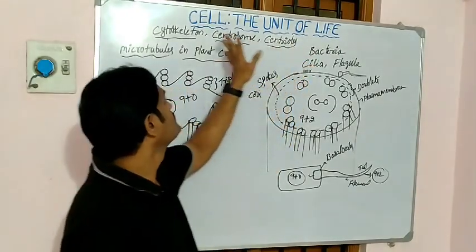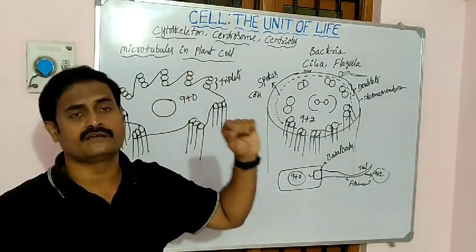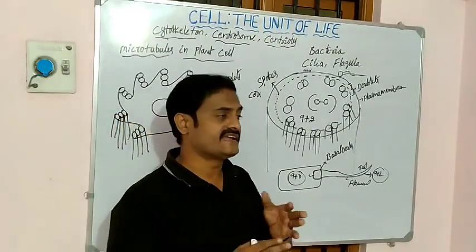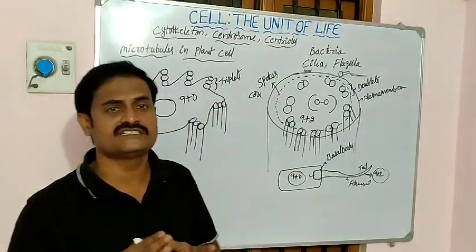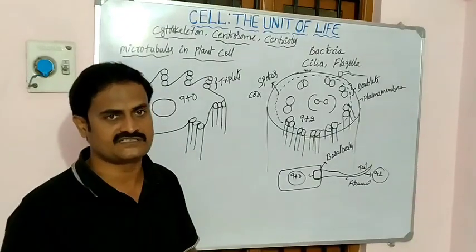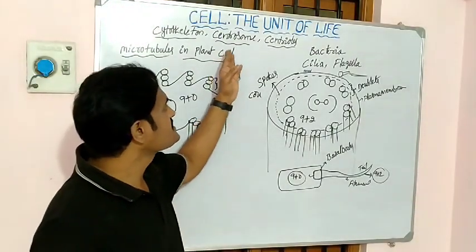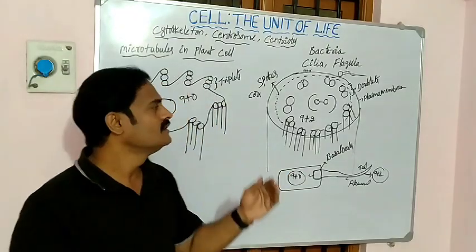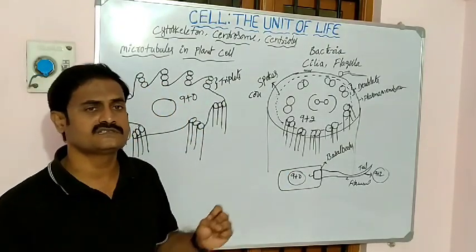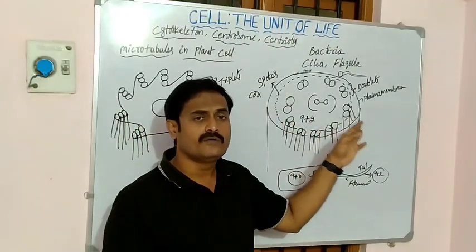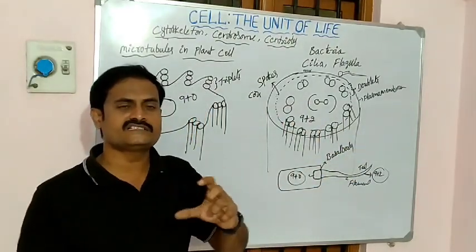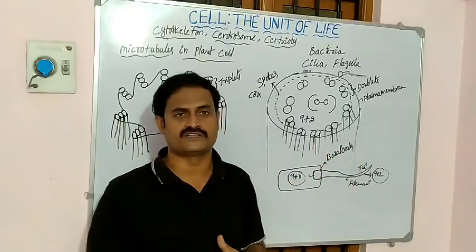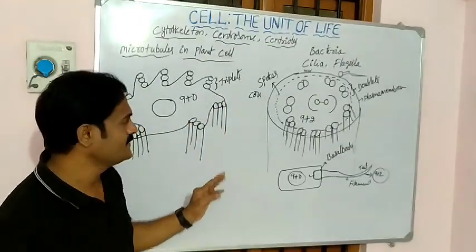Are you clear? What is the cytoskeleton? It is a filamentous network of structures which is made up of different proteins. So it consists of 3 types of tubules. What are they? Microtubules, intermediate filaments, and also microfilaments. Each filament or each tube is made up of different proteins. Remember, that is very, very important.